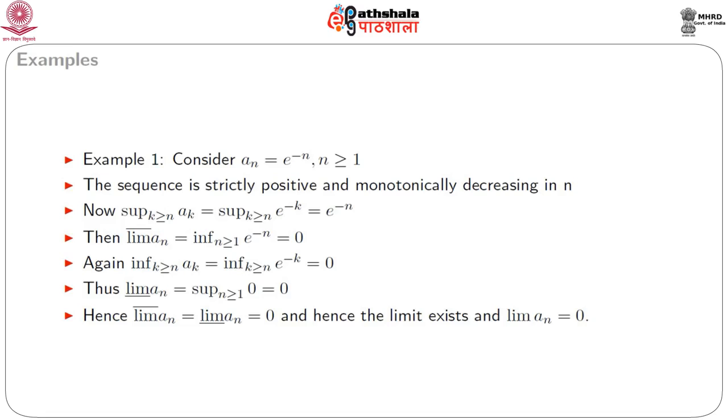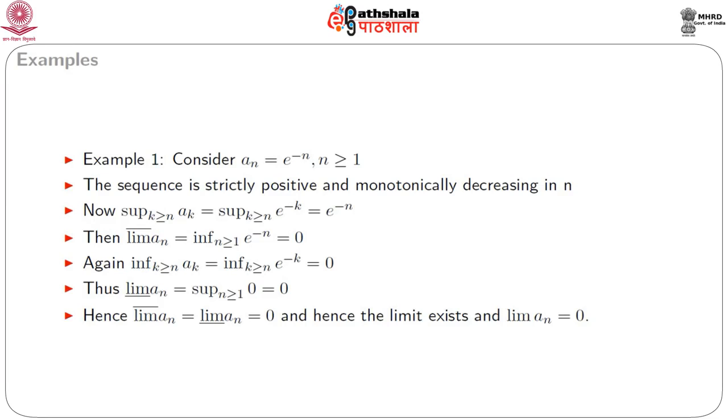So, let us consider some examples. Consider a_n equal to e to the power minus n. The sequence is strictly positive and monotonically decreasing in n. Now, the supremum value of a_k for k greater than or equal to n is nothing but the supremum value of e to the power minus k for k greater than or equal to n, and since e to the power minus k is a decreasing sequence, we get this supremum as e to the power minus n. Naturally, the limit superior of a_n is nothing but the infimum of e to the power minus n for every n, where the infimum has range n greater than or equal to 1, and we get that this infimum is nothing but 0.